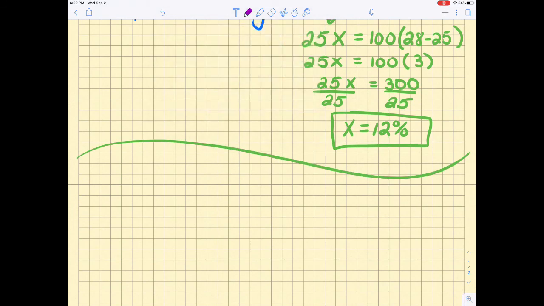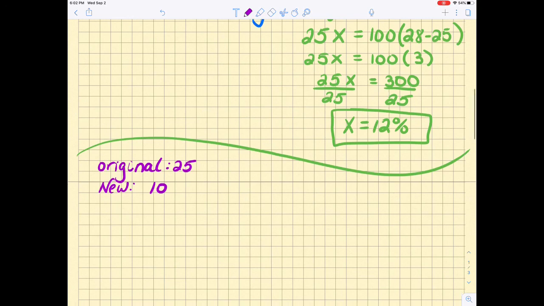The original price is going to be $25 again, but the new price this time is $10. This could be a couple reasons. Maybe they decided to put it on sale. Maybe it's the end of the season. They want to get rid of things. Maybe nobody wanted it, so they're just trying to make whatever money they can from it.